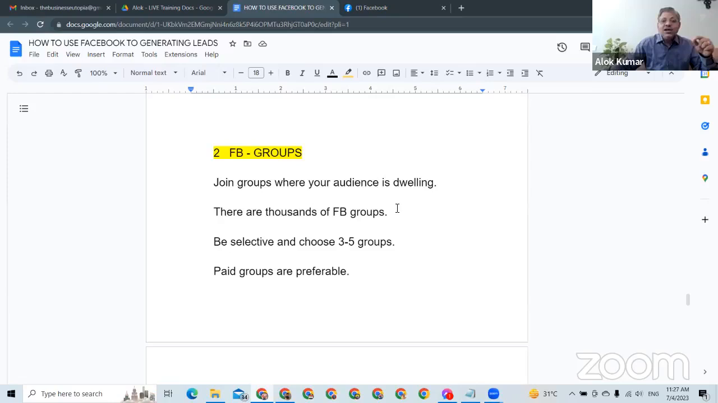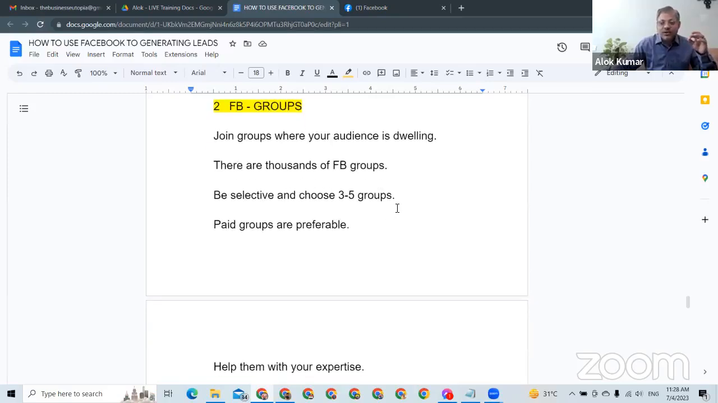Now, second is you need to join groups where your audience is dwelling, right? There are multiple thousands of Facebook groups all across on this platform, right? You have to be very choosy and choose 3 to 5 groups where you think you can contribute to something, right? And there are multiple paid groups as well as free groups.